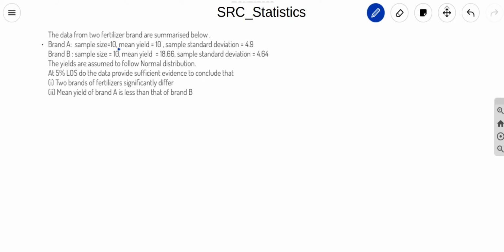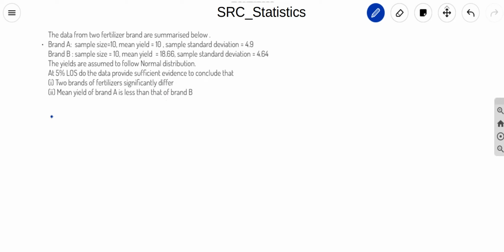Brand A has sample size 10, mean yield 10, sample standard deviation 4.9. Brand B has sample size 10, mean yield 18.66 and sample standard deviation 4.64. The yields are assumed to follow normal distribution at 5% level of significance. Do the data provide sufficient evidence to conclude that part 1, two brands of fertilizers significantly differ. Part 2, mean yield of brand A is less than that of mean yield of brand B.